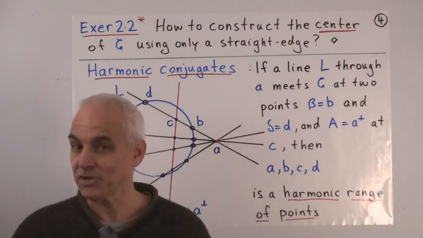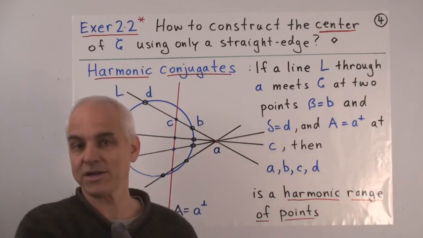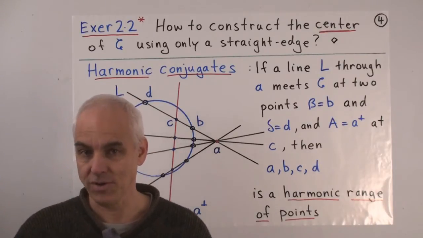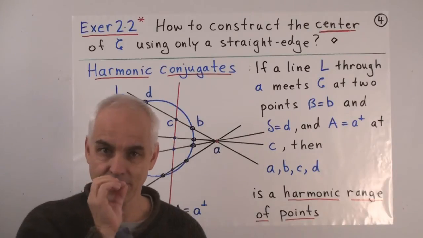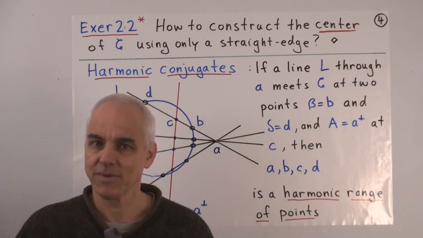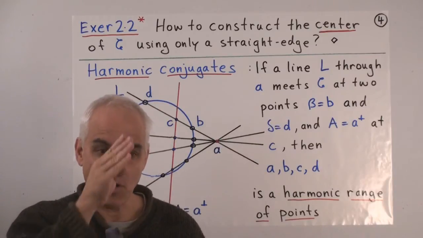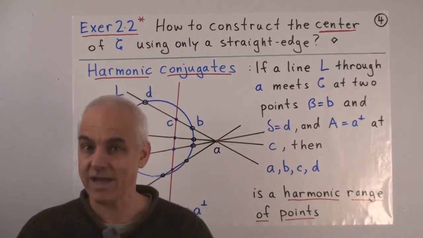That shows, by the way, an interesting fact. The interesting fact is that we can construct the tangent to a circle through a point on it simply by a straight edge construction. So without using a compass, if we're given a single circle and a point on it, we can construct the tangent.